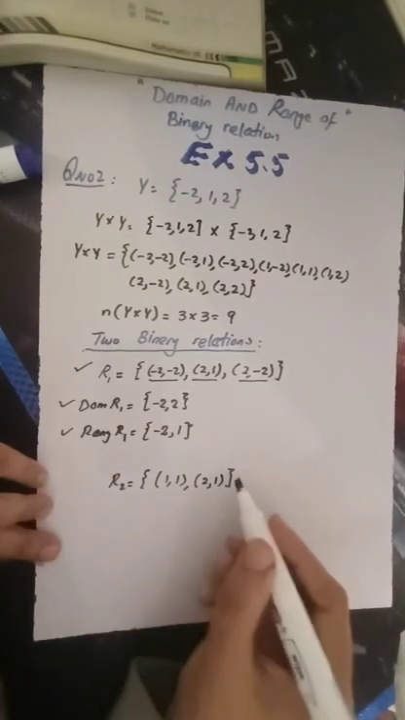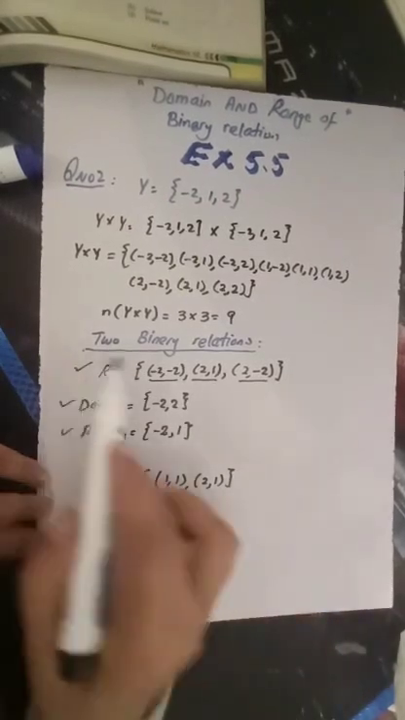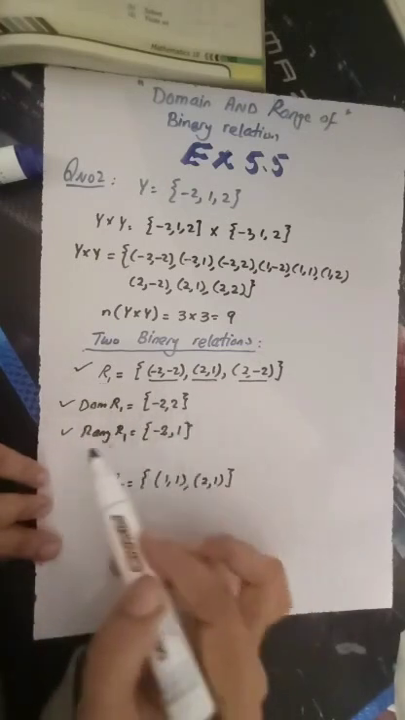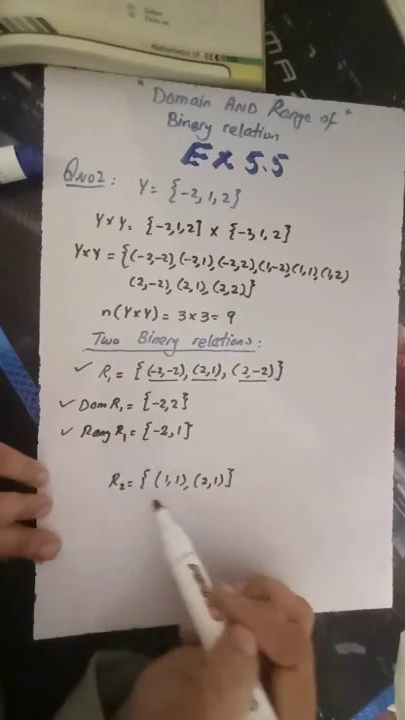So in the previous lecture I left it here. Now we made two binary relations. The first one was R1. I have written the domain and range of that. Now the second binary relation is this.